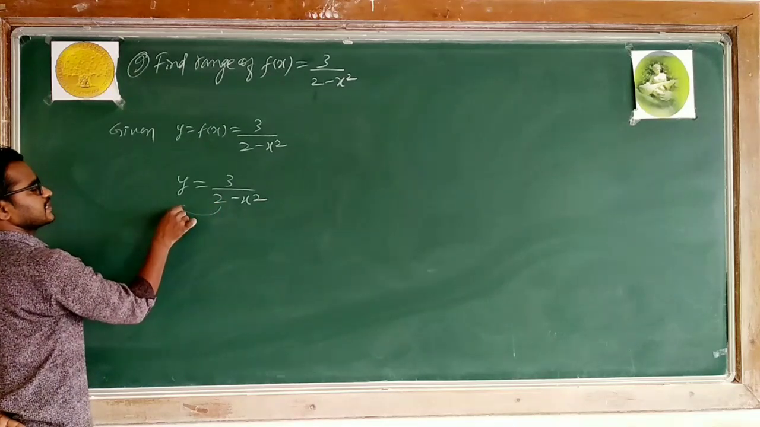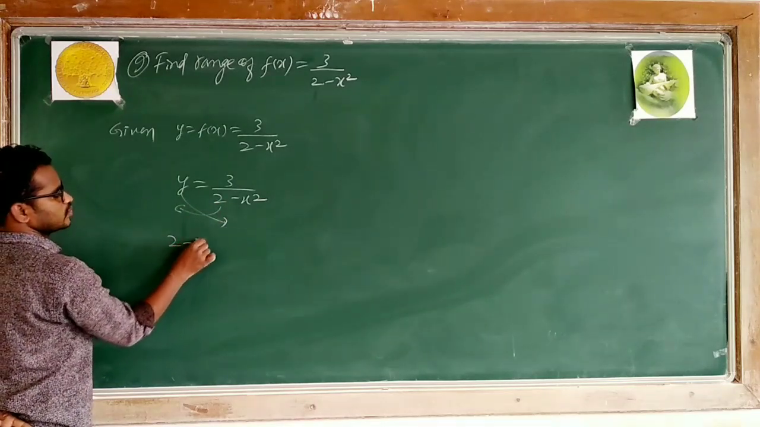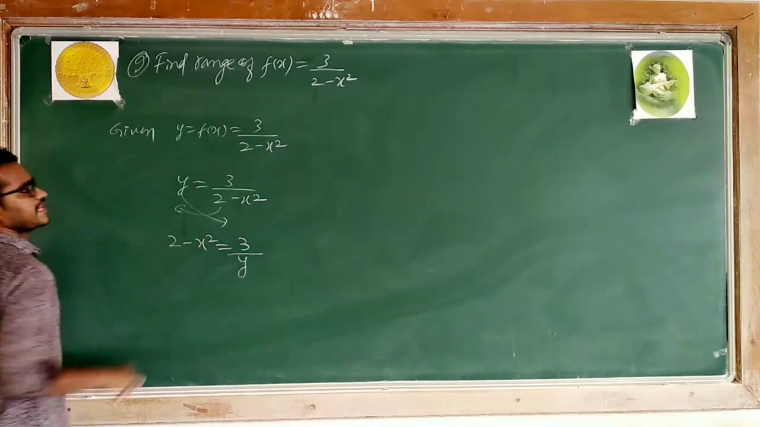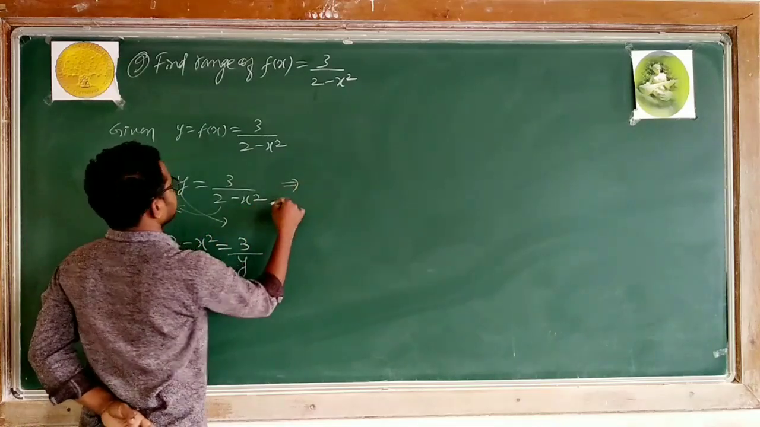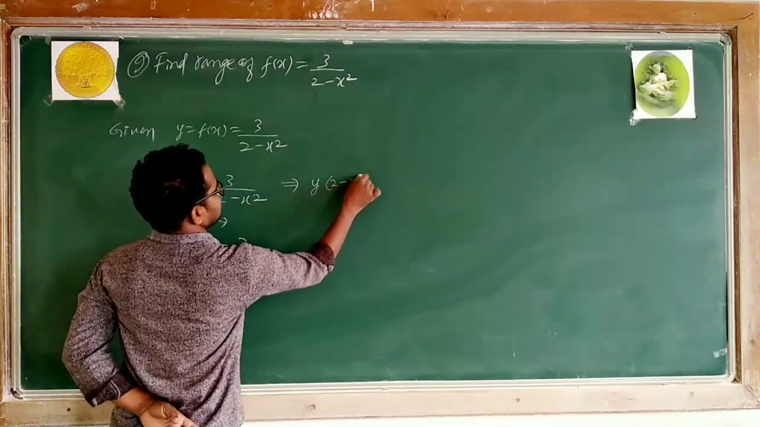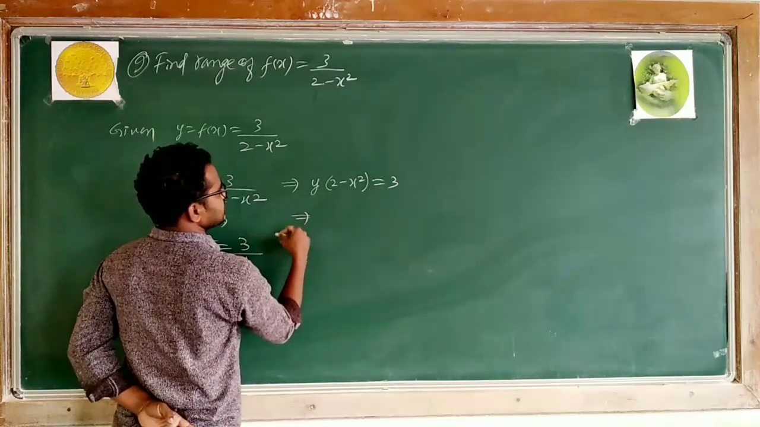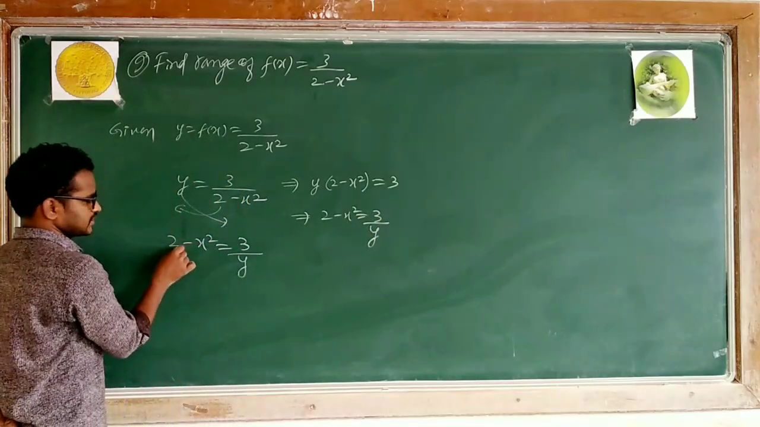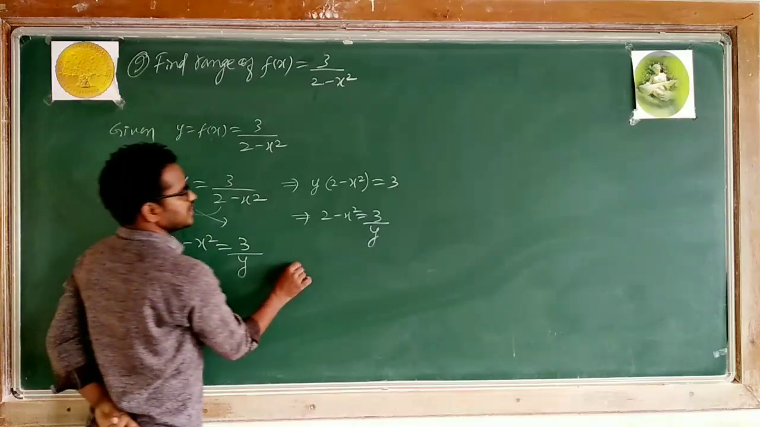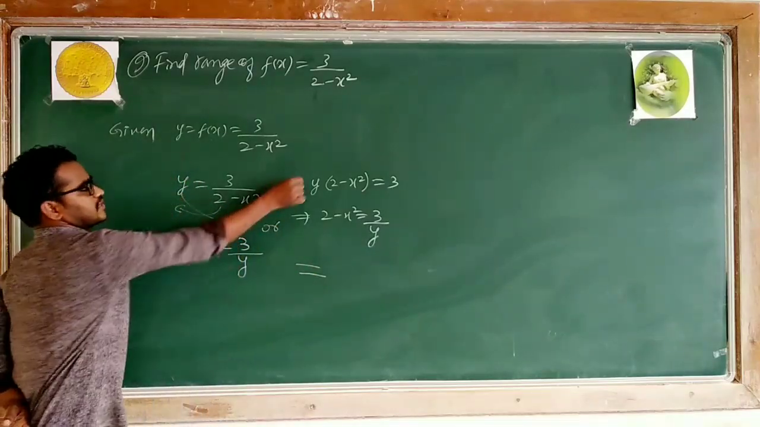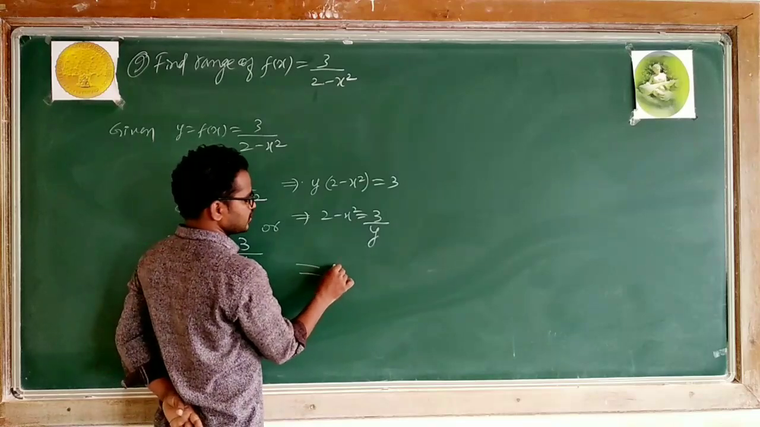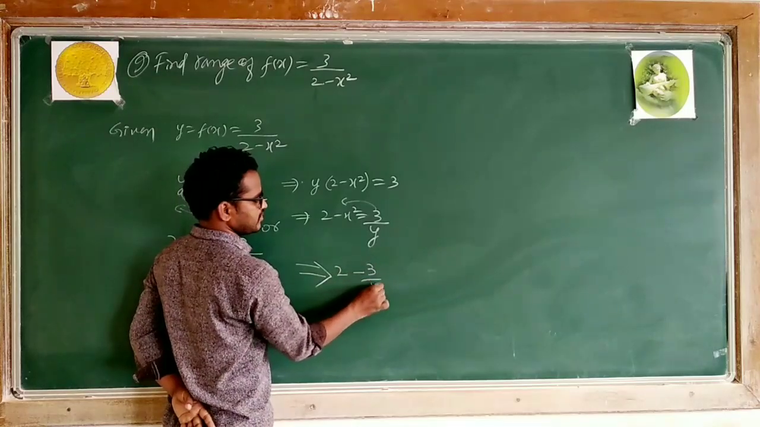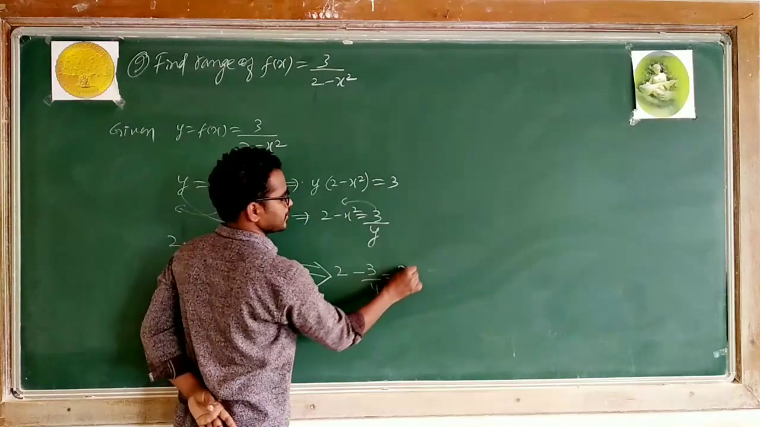So I will take this side, y I will take this side. Means 2 minus x square is equal to 3 divided by y. Or else you can say y into 2 minus x square is equal to 3. It implies that 2 minus x square is equal to 3 by y. Now I will take the 2 this side: 2 minus 3 divided by y is equal to minus x square, that is plus x square.